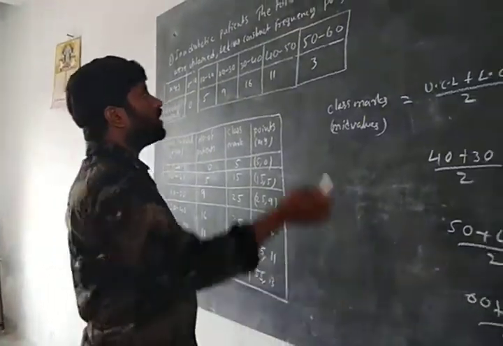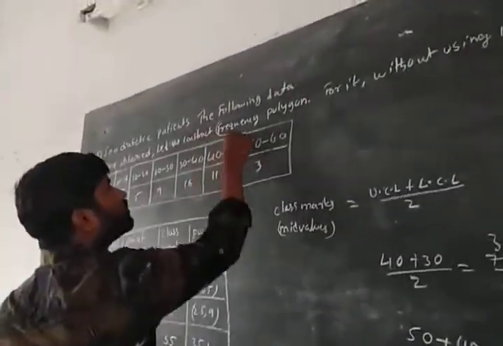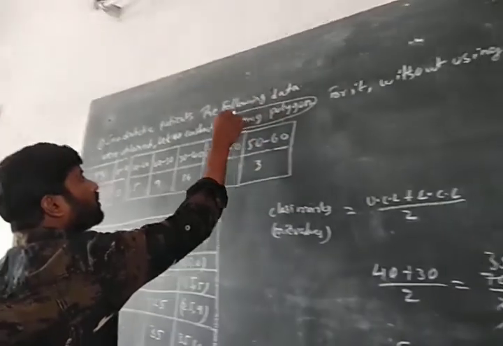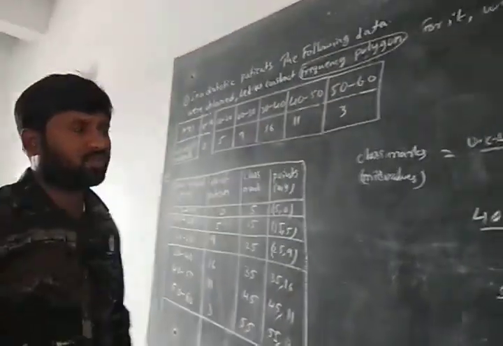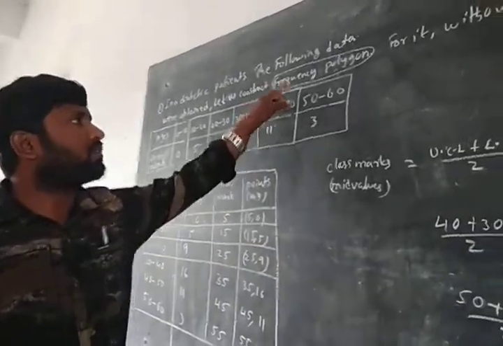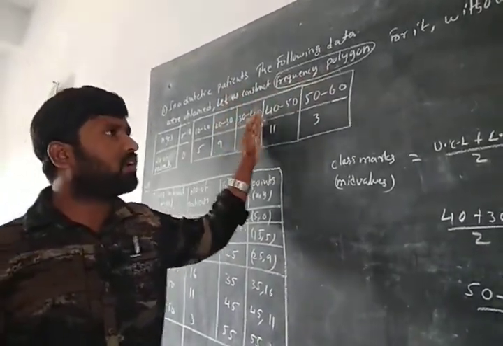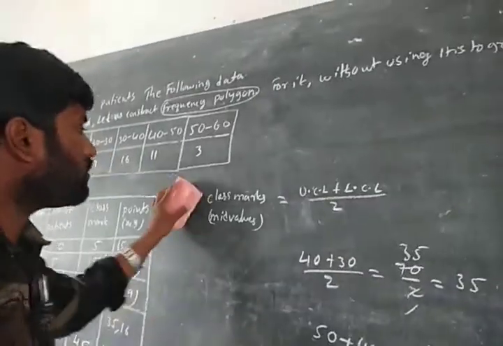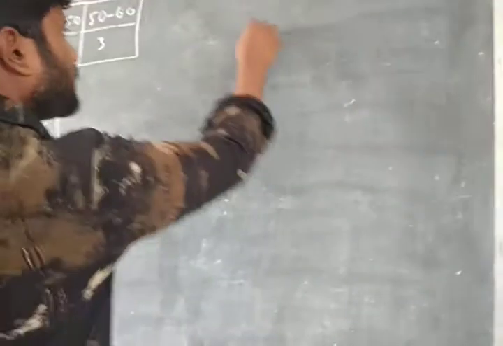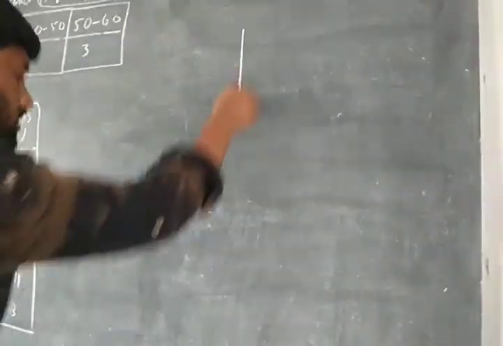Okay students, now we want the frequency polygon for this data. We want the frequency polygon for this data without using a histogram. Now see how to draw the frequency polygon. First of all, everyone draw the x-axis and y-axis on a Cartesian plane.